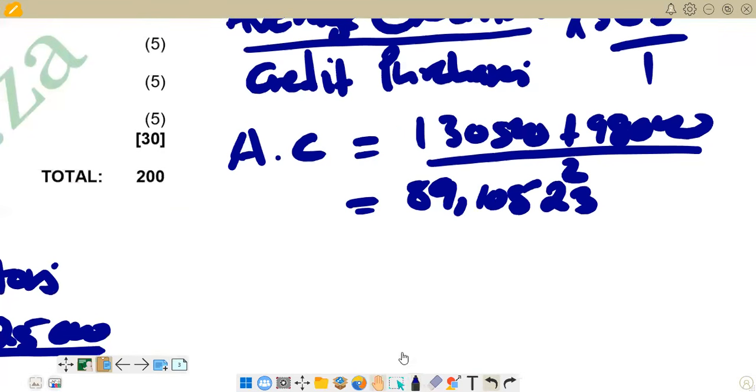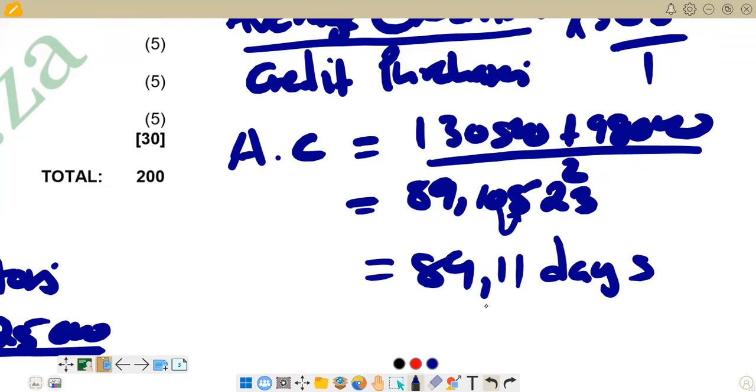We are going to round it off to 2 decimal places. So if you round it to 2 decimal places, we are here at 0. Behind 0, we've got 5. So 5 will change our 0 to 1. We add the 1 there, so it becomes 89.11 days. So it means our debtors are paying within a period of 89.11 days.